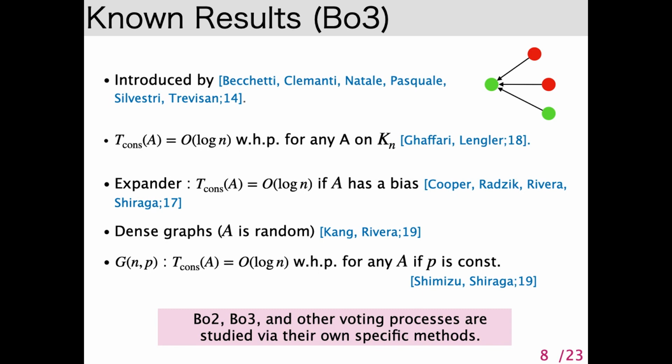Best of three was introduced by Cooper et al. in 2014. Similar to best of two, best of three reaches consensus within order log n rounds with high probability on a complete graph. And there are works that study best of three on expander graphs, dense graphs, and Erdős-Rényi random graphs. But the consensus time of best of three is less understood compared to best of two. An important thing is that best of two, best of three, and other voting processes are studied via their own specific methods.